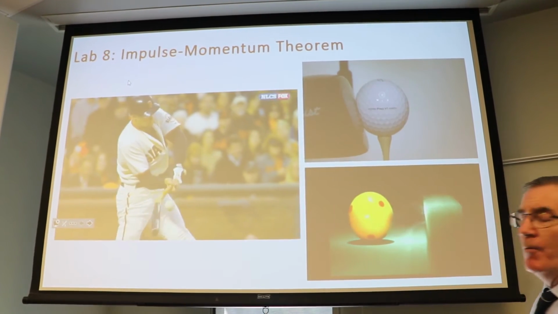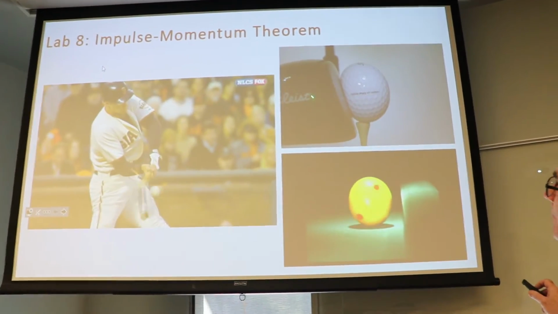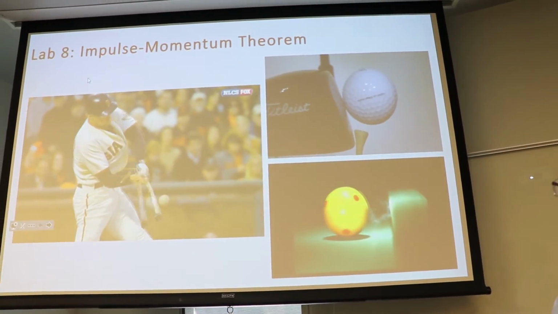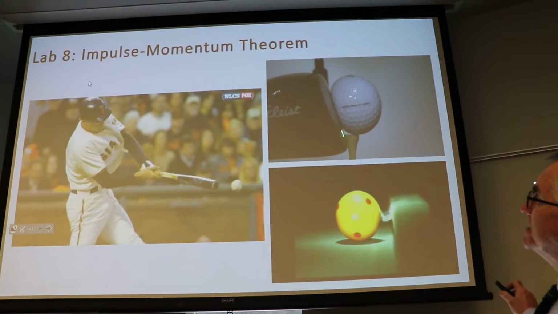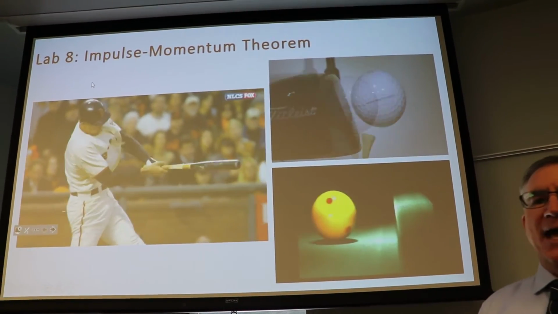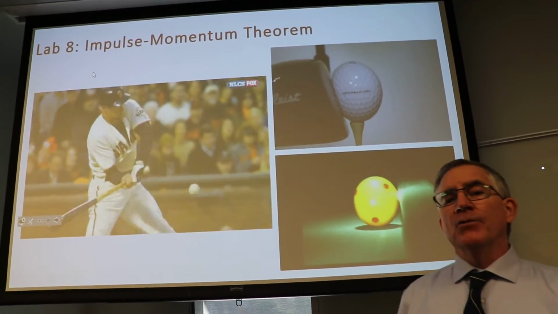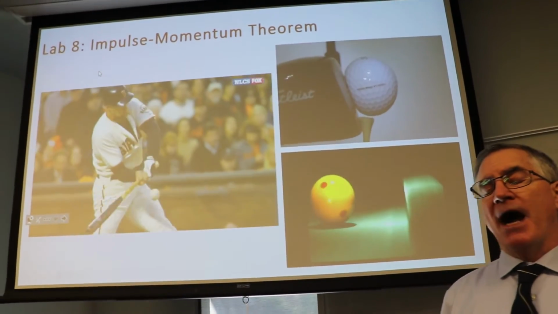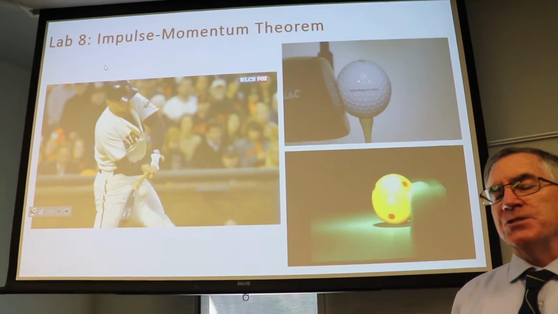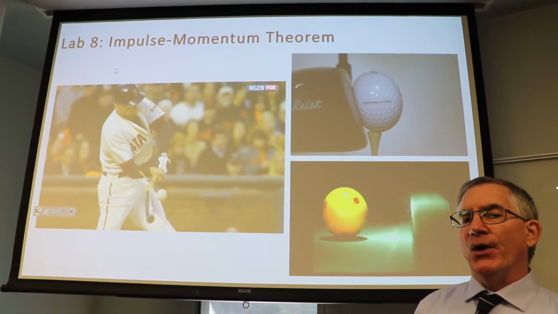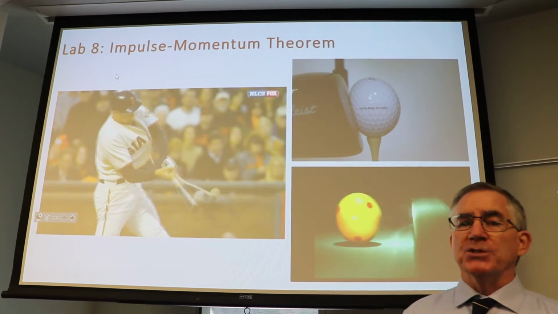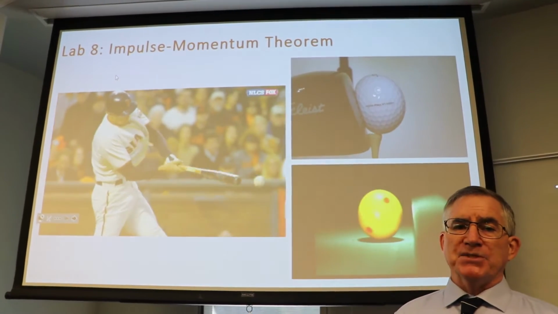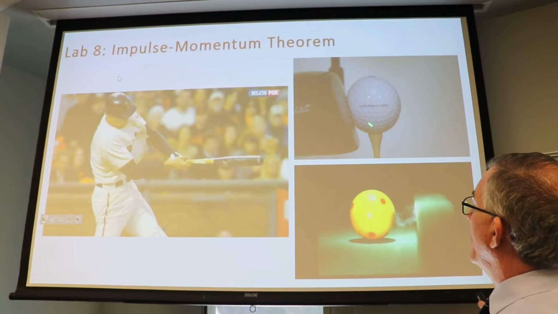All right, here's a couple more cool pictures. Here is a Titleist golf club hitting a golf ball. And you can see as it delivers that normal force, the time over which the force is delivered is called an impulse. And it causes the ball to take off from the tee. So it was not moving to begin with, momentum 0, and now it has a tremendous momentum this way.